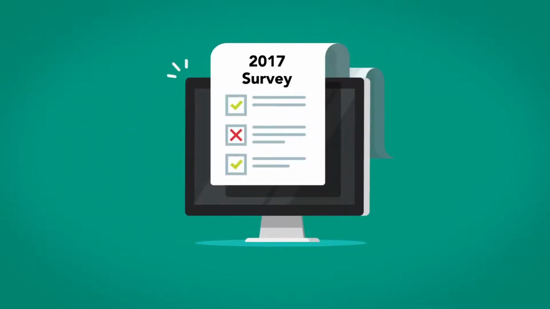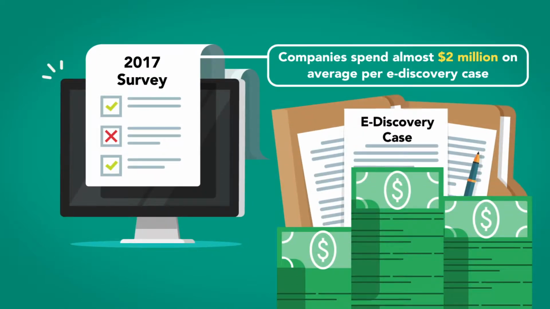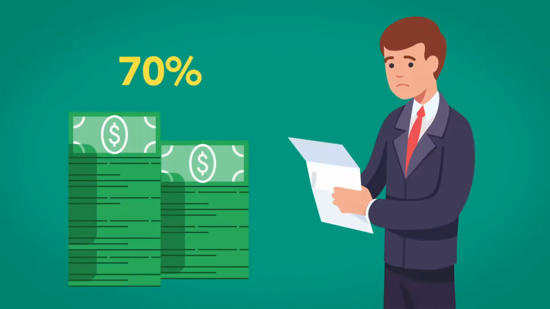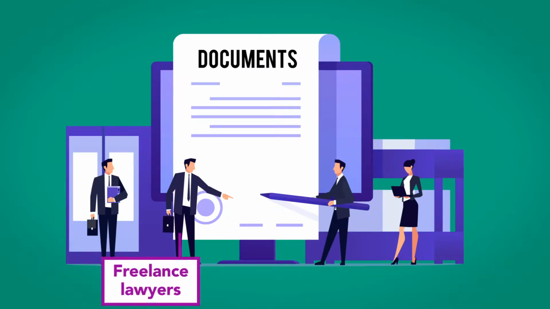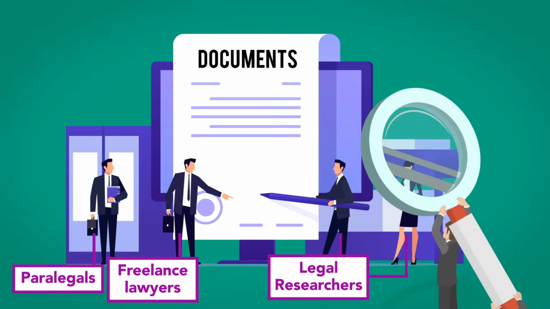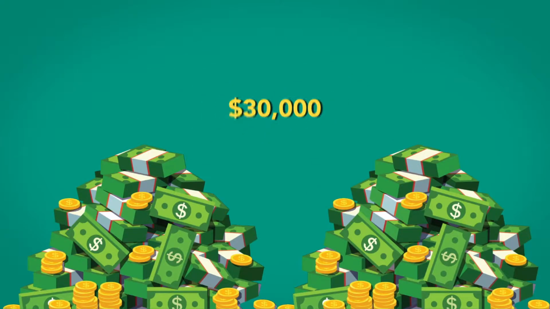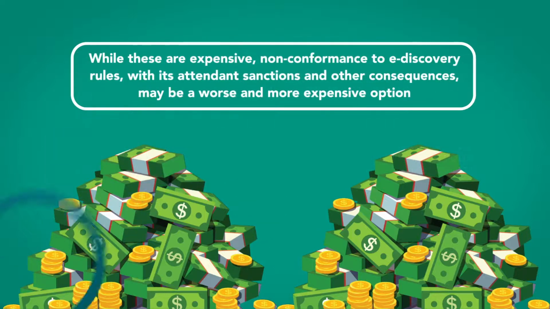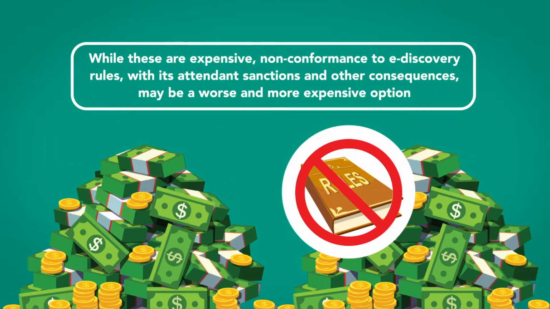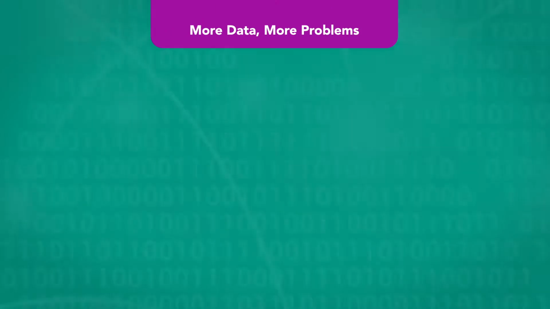One 2017 survey found that companies spend almost $2 million on average per eDiscovery case. About 70% of that goes to lawyers to review the data. In fact, an industry is currently emerging that connects freelance lawyers, paralegals, and legal researchers to eDiscovery teams to review documents found by predictive coding. Experts estimate that it may cost approximately $30,000 to review 1 gigabyte of ESI. While these are expensive, non-conformance to eDiscovery rules, with its attendant sanctions and other consequences, may be a worse and more expensive option.